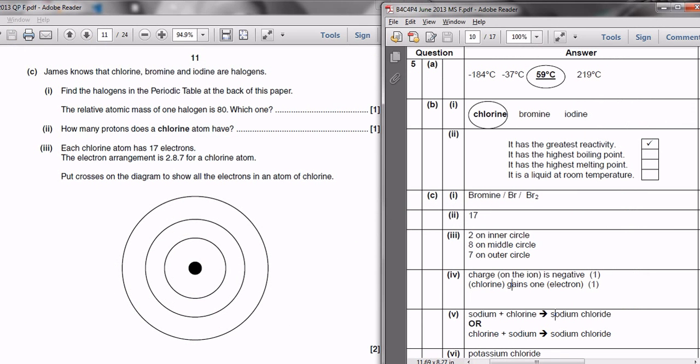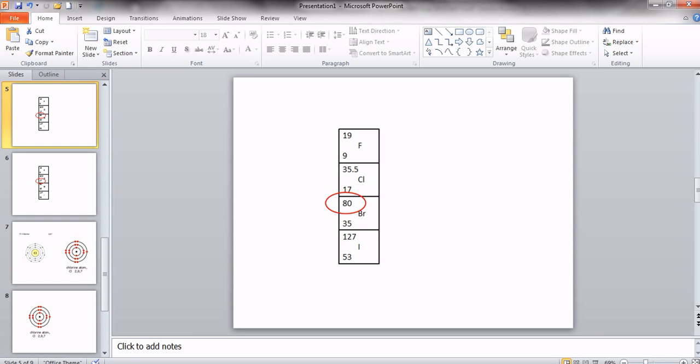Part 2 asks how many protons does a chlorine atom have. Okay, so again we're using the information in the periodic table. So back to our table, we're looking for how many protons. The proton number is the bottom of the two numbers. So we're looking in the box for chlorine here. The bottom number is 17, so it's got 17 protons.